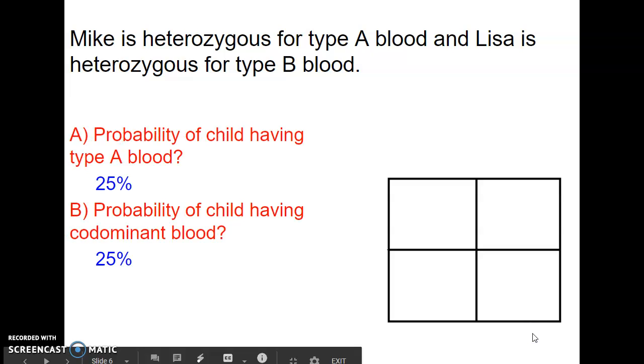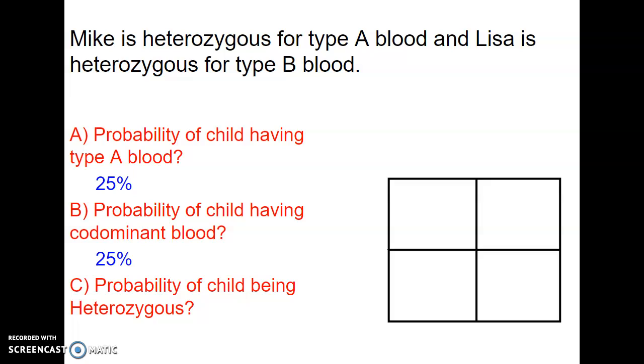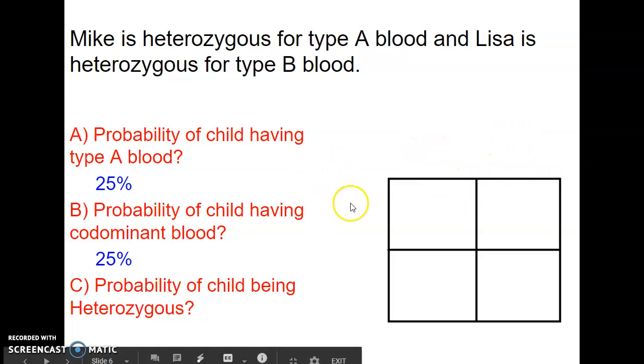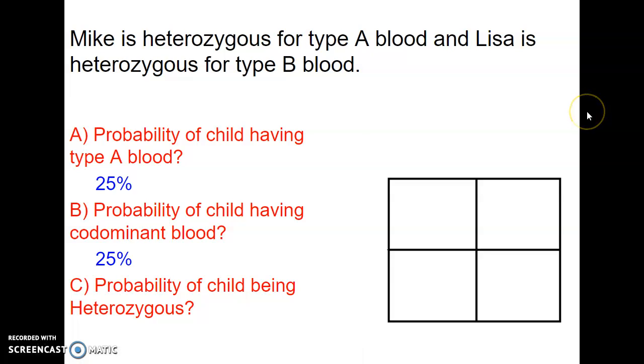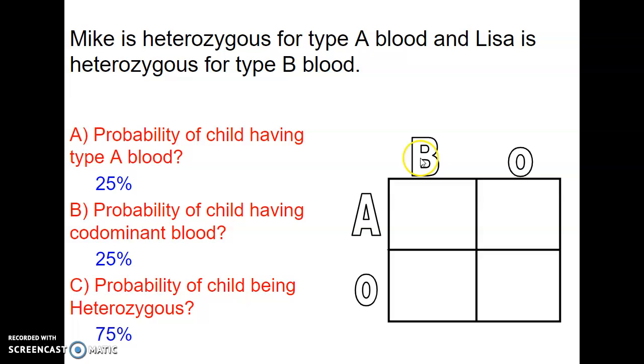So try this problem. Mike is heterozygous for blood type A and Lisa is heterozygous for type B. You will simply fill in the parents on the top and the sides of the Punnett square. And there's two ways to fill in this Punnett square, both with the blood types and with the genotypes. This is with the blood types. This is Lisa, she's blood type B, heterozygous B, and Mike is heterozygous A.